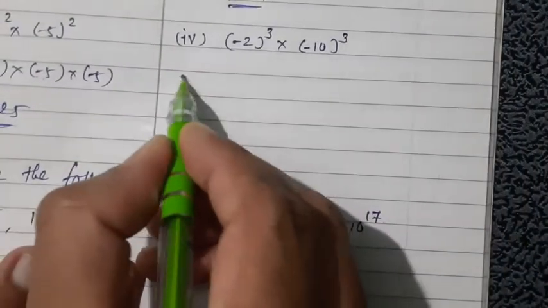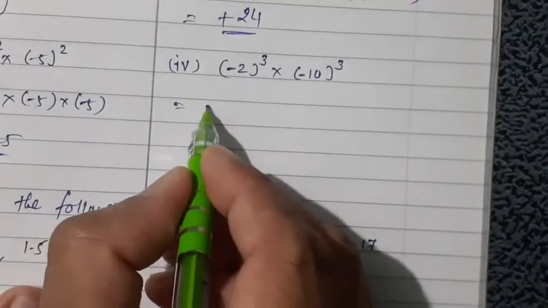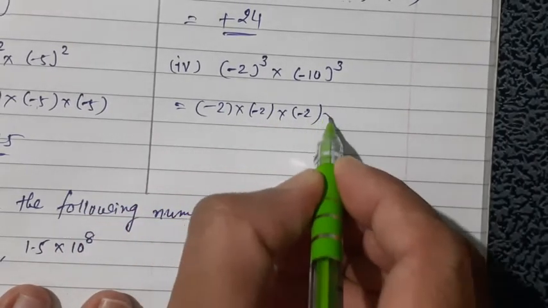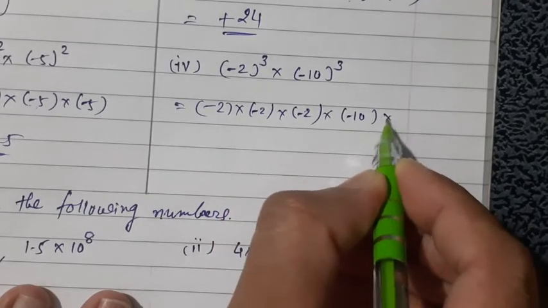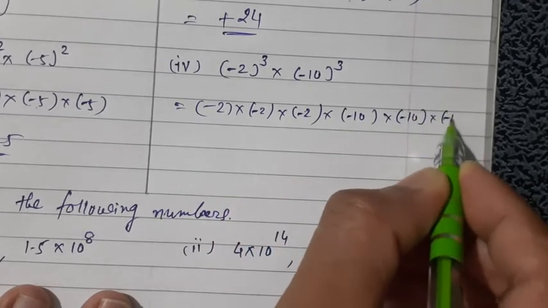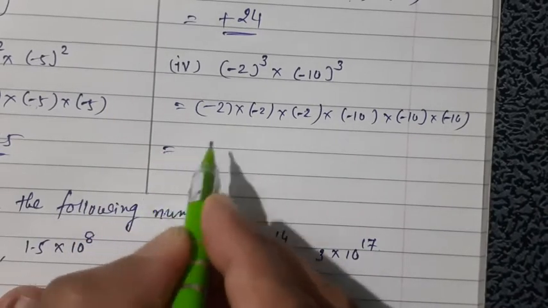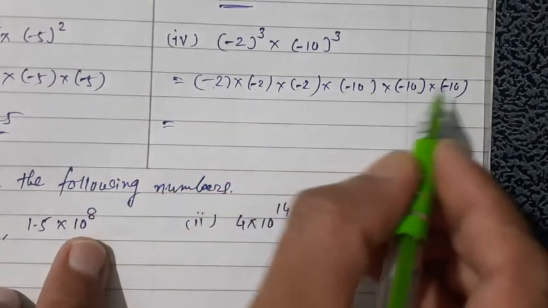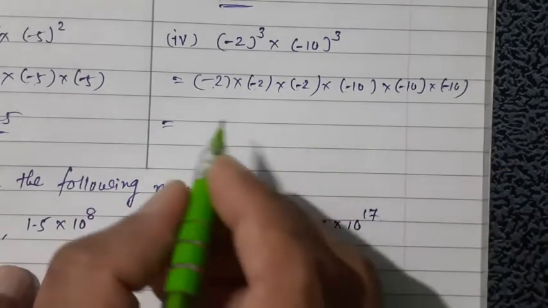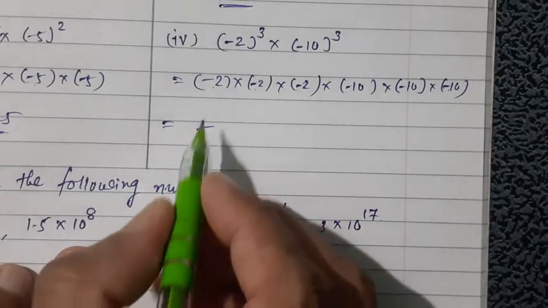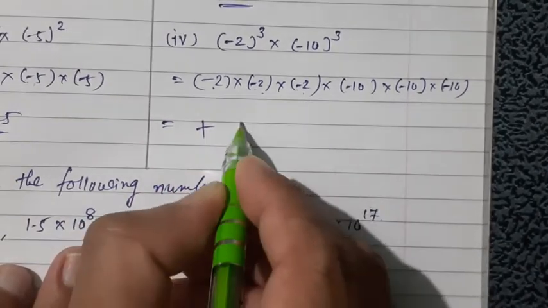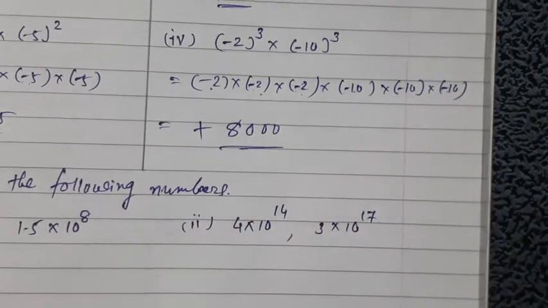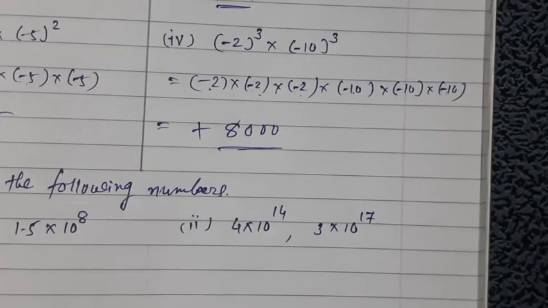Okay, same in this one. Minus 2 raised to 3 means minus 2 into minus 2 into minus 2, then minus 10 into minus 10 into minus 10. Now directly you can just multiply them, otherwise simplify them. Look, 1, 2, 3, 4, 5, 6. 6 times minus means a plus answer, because it's an even number. 2 2s are 4, 4 2s are 8, and 10, 10, 10, 3 zeros are there. So we get 8000, plus 8000 is the answer.